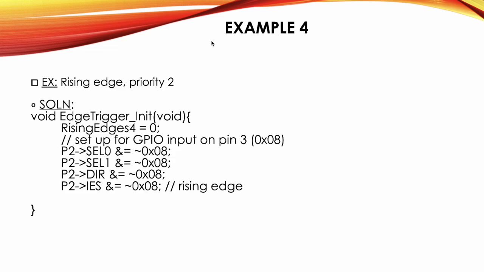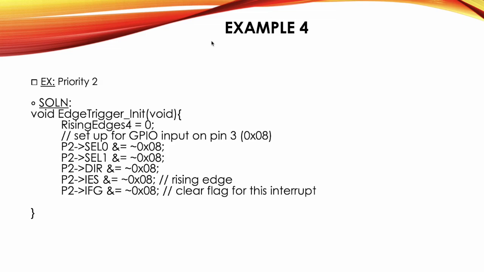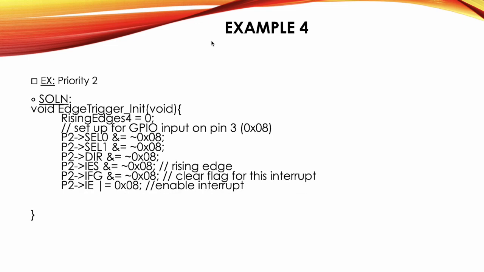Then I need to adjust the IES to get rising edge. In the previous, you had a falling edge, and so you were using or-equals to set it to be 1. To get a rising edge, we want it to be a 0. Then in the next line, I'll clear the flag for the interrupt to make sure that we're not holding on to an old interrupt flag. We want to make sure that the flag is cleared so it doesn't kick me right to the interrupt service routine. Next, we'll enable the interrupt using the IE register.